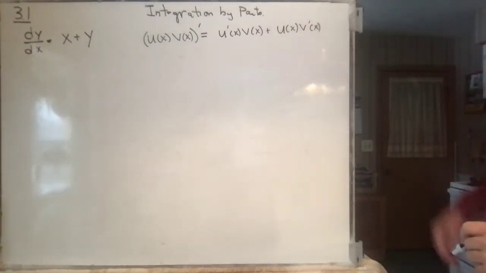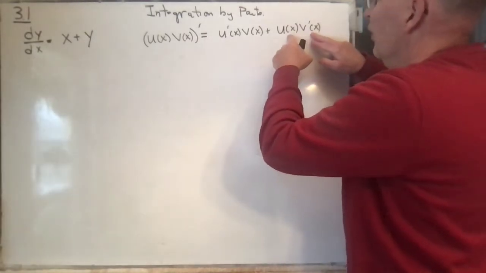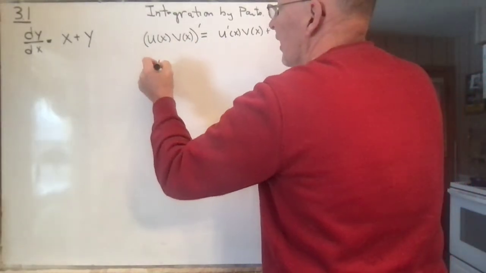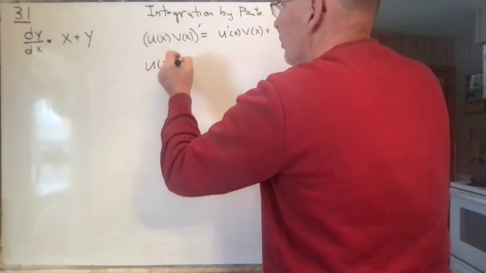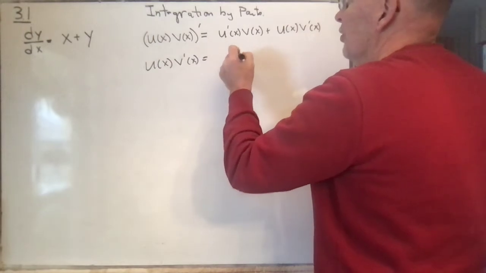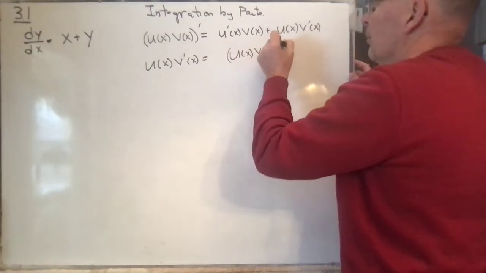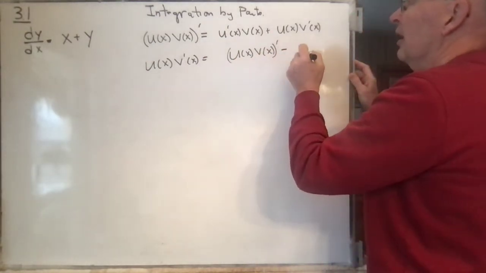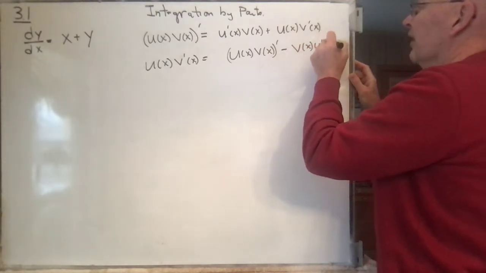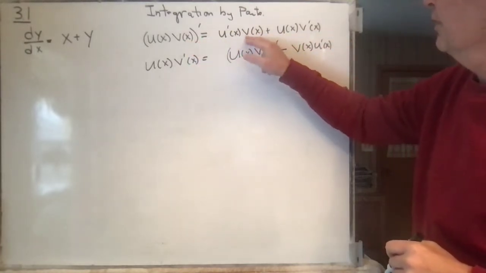So once you have that, then you can manipulate it a little bit. Let's leave this on one side and let's bring this over to the other side. In fact, I'm going to make this one positive. I'm going to write that as u of x, v prime of x is equal to, if I bring this over, it's going to be u of x, v of x, whole thing prime, minus v of x times u prime of x. Everyone agreed we can do that? So this is on one side, you bring this over to the other side, flip those two around, you got that.